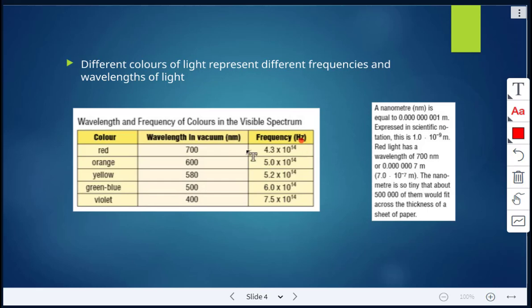All right, so what you'll notice, as you go from red to violet, the wavelength is decreasing, but the frequency is increasing. All right, so keep that in mind. And the nanometer is a very, very tiny measurement. It's equal to 0.000000001 meter, so it's a tiny unit.